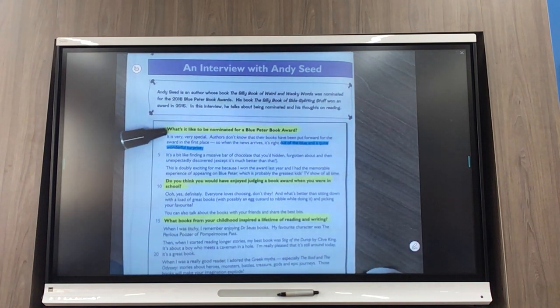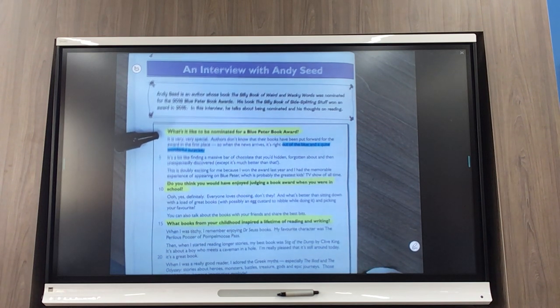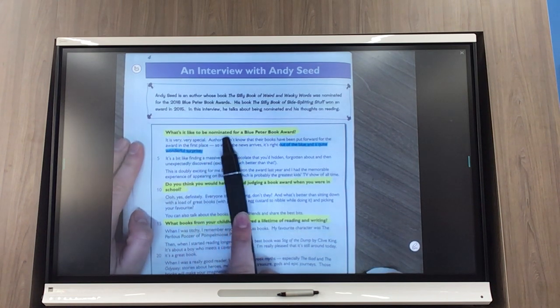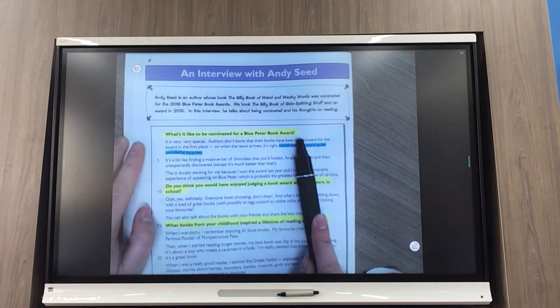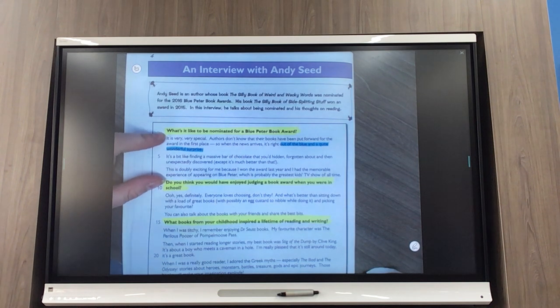Here you can see that I've highlighted this is a question. The question that was given to Andy Seed first was, what's it like to be nominated for a Blue Peter Award? So somebody's asking, what is it like? How does it feel? And here you can see his answers are in this section below.